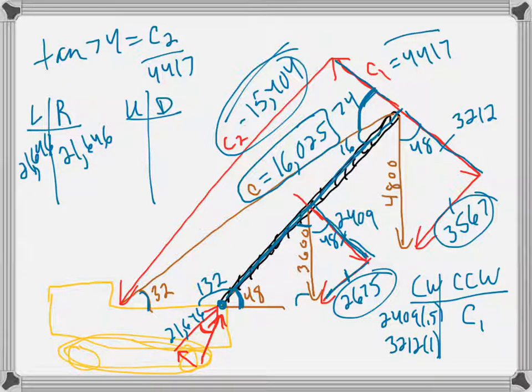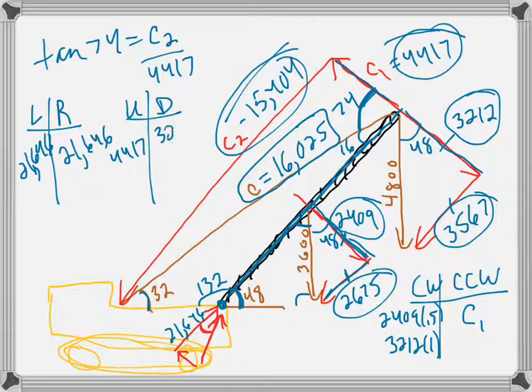21,646. If I look at the ups, I have an up right here, and I have a down here, and I have a down here. So ups is 4417, downs is 3212 and 2409. And if I add those up and then subtract the 4417, I will still need some more up. I'd like 1204 up, so that these two add up to the same thing that these two add up to. So that 1204 is going to go down here on this up arrow right there.